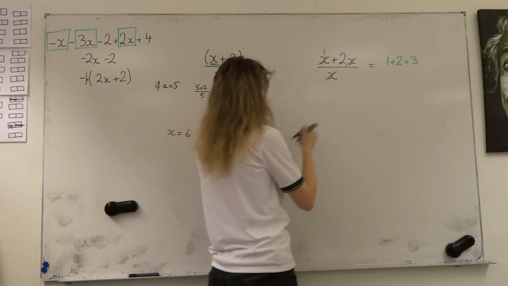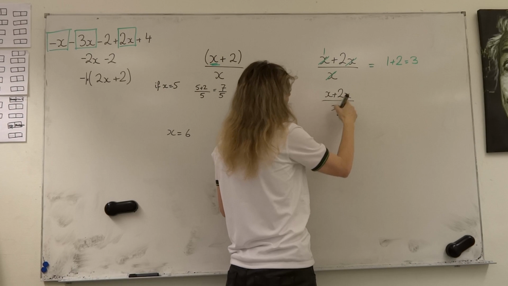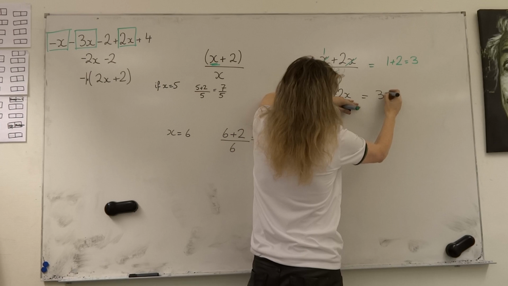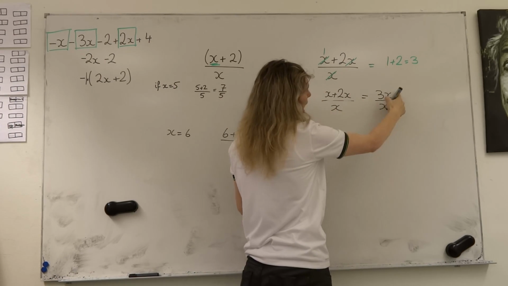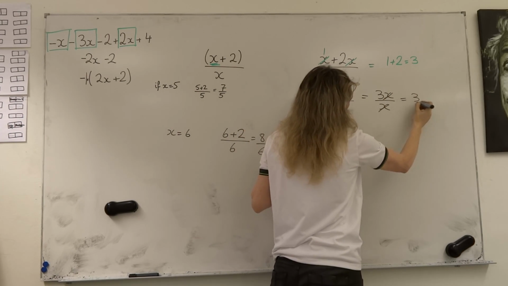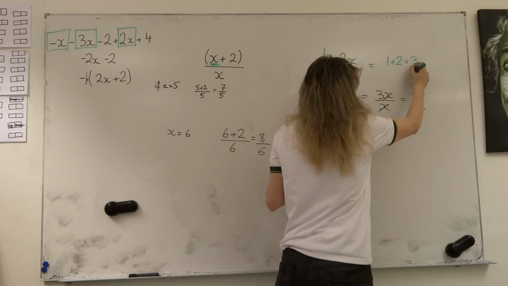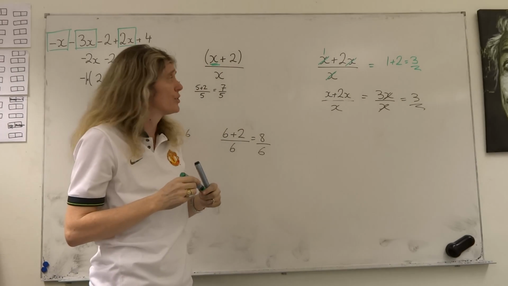Another way of thinking about it is x plus 2x divided by x. If we just look at the top term, x plus 2x is the same as 3x. 3x divided by x. X divided by x is 1, so the answer is going to be 3. So here we can actually cancel the x's because the x is in every single term.